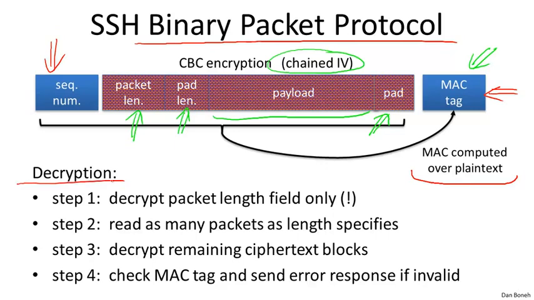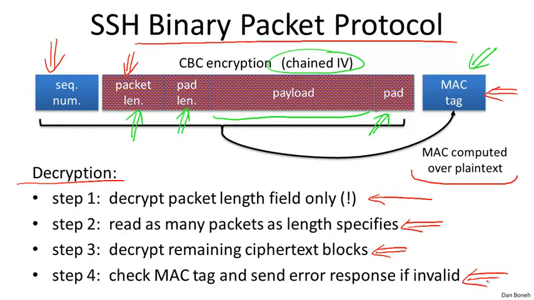First, let's look at how decryption works in SSH. First of all, the server decrypts the encrypted packet length field only. So it only decrypts these particular first few bytes. Then it will go ahead and read from the network as many bytes as specified in the packet length field. It's going to decrypt the remaining ciphertext blocks using CBC decryption. Then once it's recovered the entire SSH packet, it will go ahead and check the MAC of the plaintext and report an error if the MAC happens to be invalid.